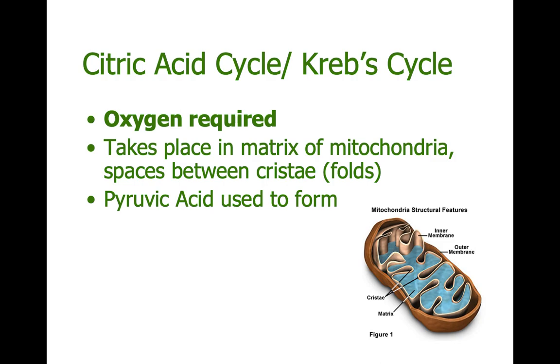Pyruvic acid is going to be formed in the cytosol. That pyruvic acid will then move into the mitochondrion. There, the chemical reactions that form the citric acid cycle will occur. Well, what's going to be formed through these chemical reactions? 4 molecules of carbon dioxide, 2 molecules of ATP. Now remember, there may be more ATP formed, but this is our net gain. This is what we have to put in the bank.